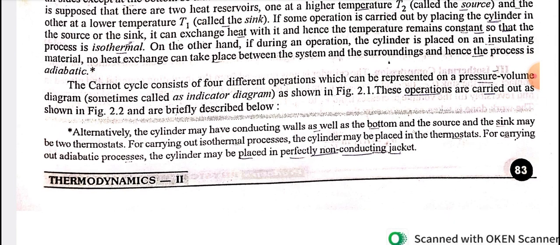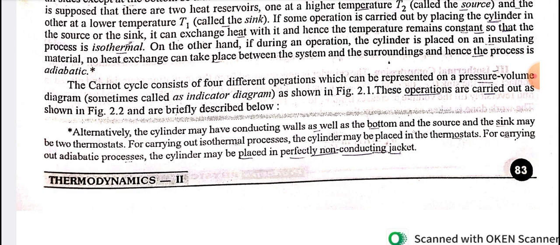the other at a lower temperature T1 called the sink. If some operation is carried out by placing the cylinder in the source or the sink, it can exchange heat with it and hence the operation temperature remains constant so that the process is isothermal. On the other hand, if during an operation the cylinder is placed on an insulating material, no heat exchange can take place between the system and the surroundings and hence the process is adiabatic.